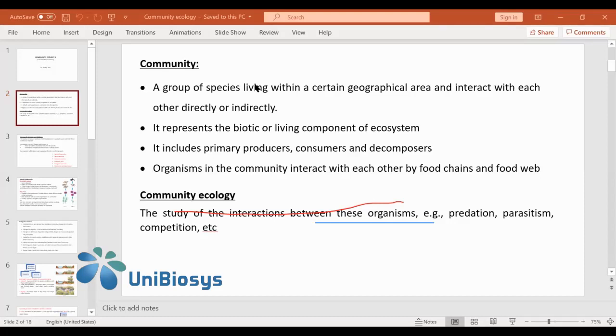So individual is over, then next comes the population, and when different populations are living in a particular place, that is known as a community. So a group of species living in a particular area that can interact with each other. In population, I told you, interbreed. Here I am saying interact with each other. They can interact directly or indirectly with each other, and that is known as a community.